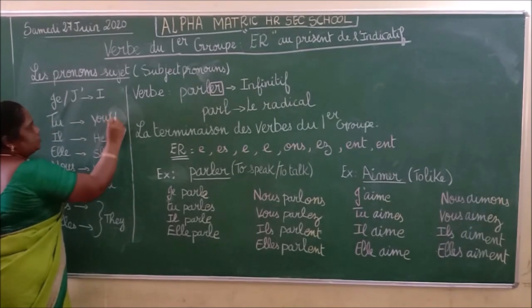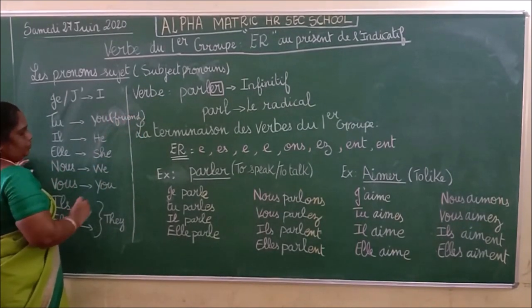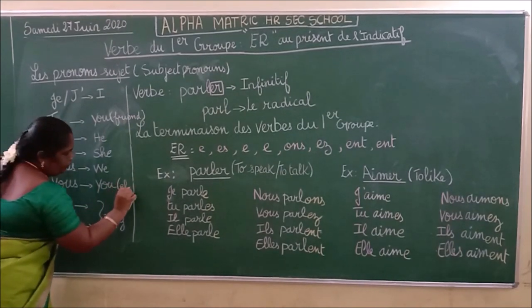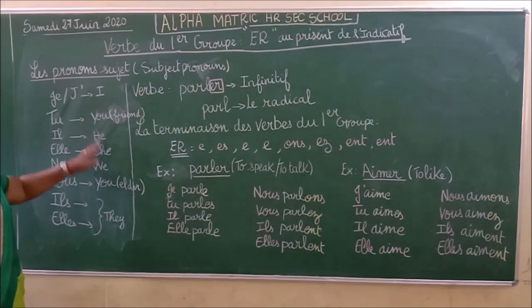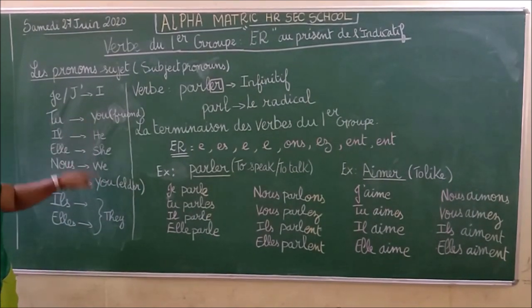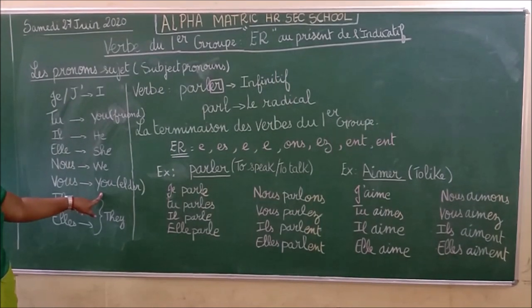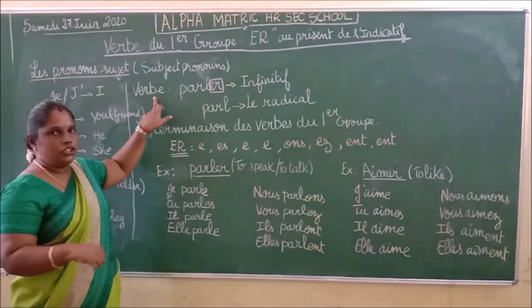Between friends, this is used between friends. And this is for elder ones. This is used for elder ones. So we can use this form informally, and this is formally. So now we are going to see the verb conjugation.